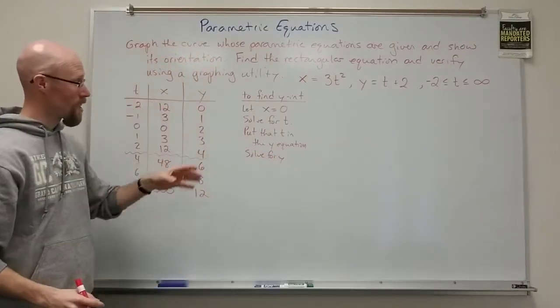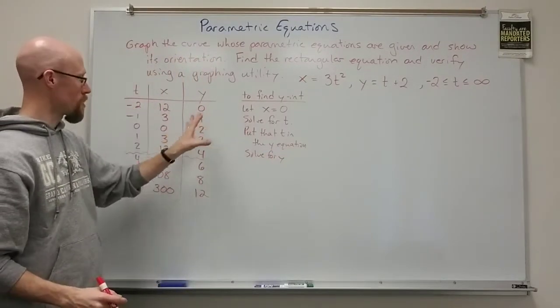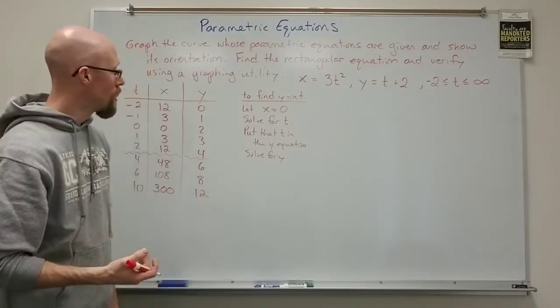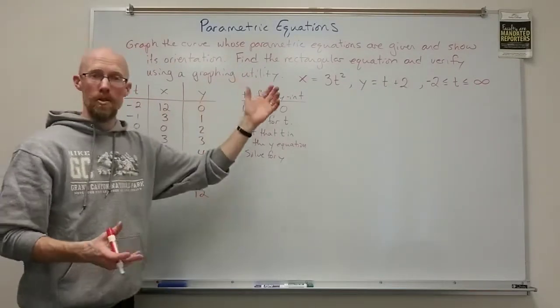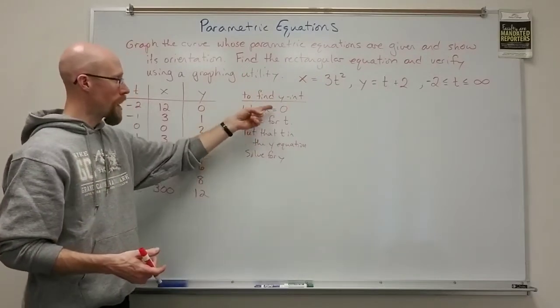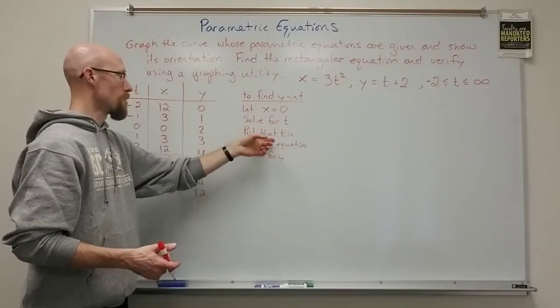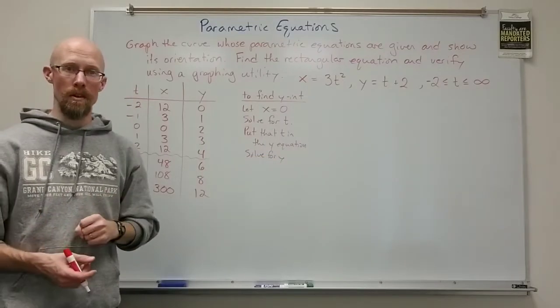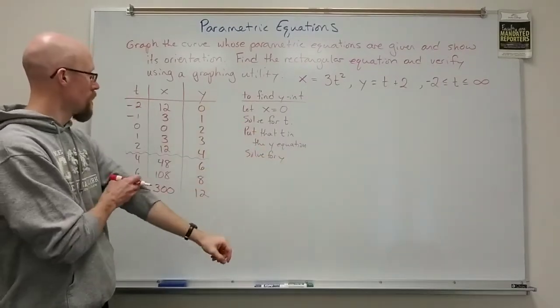Okay, so that's how you would find a y-intercept if I didn't already have it up here. You may not always get that point. And then to find an x-intercept, just do the opposite, right? You let y equal 0, solve for t, put that in the x equation, and solve for x. So it would just be the opposite variable if I was doing the x-intercept.